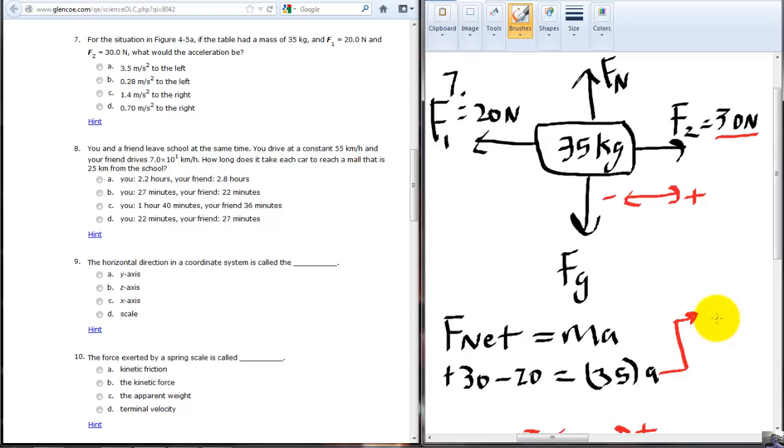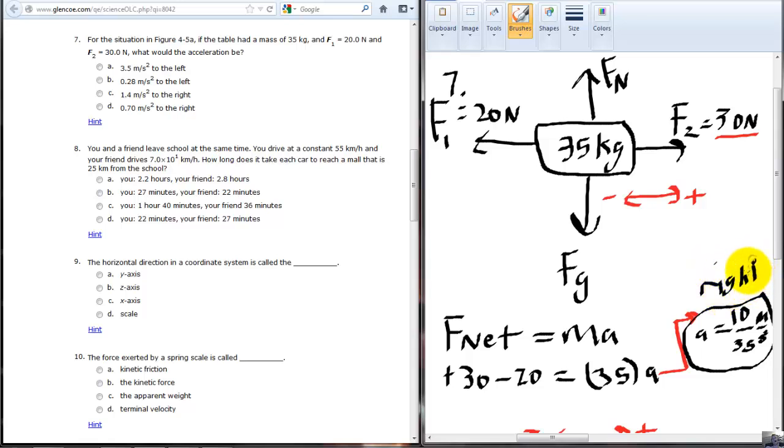So we can say that the acceleration equals 30 minus 20 is 10, and divide each side by 35. So 10 over 35 meters per second squared. And of course, type that in your calculator or simplify the fraction or whatever you want to do. That would be your acceleration. So it's going to accelerate to the right, and we should maybe even say to the right.